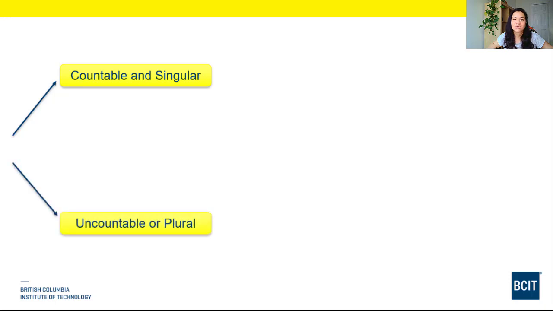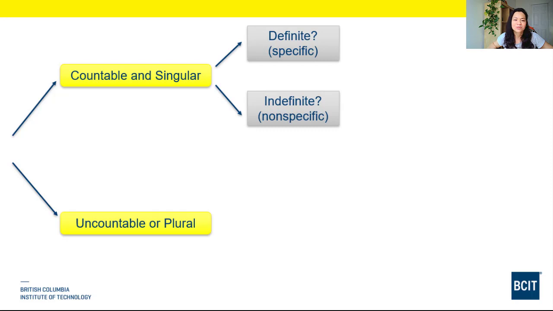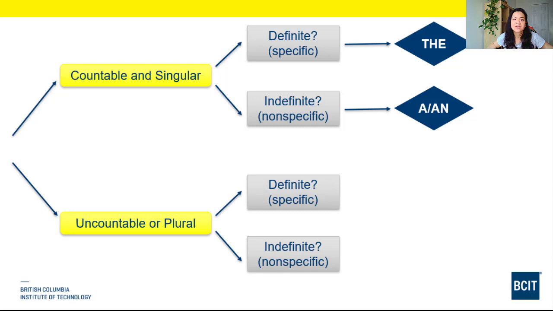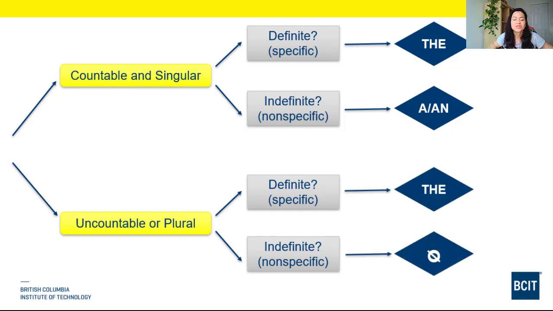So, when deciding about a noun, ask yourself, is the noun countable or uncountable or plural? If it is a singular, countable noun, ask yourself, is it specific? If yes, use the. If no, use a or an. For a plural or uncountable noun, ask yourself, is it specific? If yes, use the. If no, use no article.